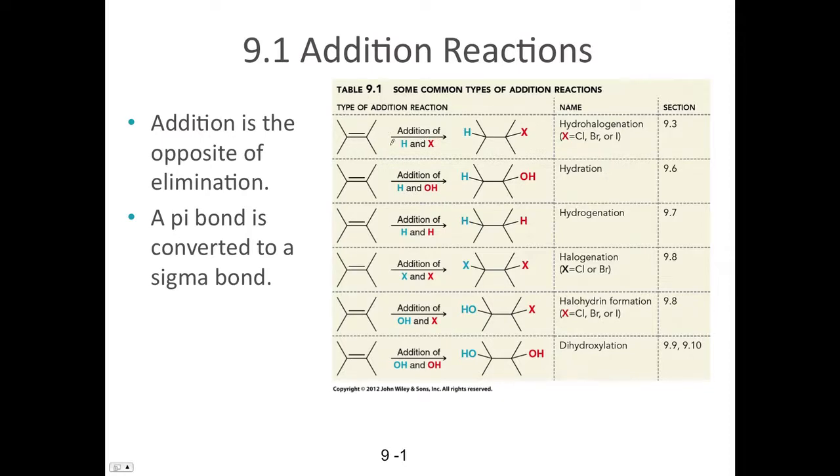But generally speaking, if it's an H and X or an H and OH, it might just be as simple as adding H. Let's say the X is a chlorine. It might just be HCl. That's as simple as that. Now, the addition of how they go on there, that's a different story. All right, we will go into that.